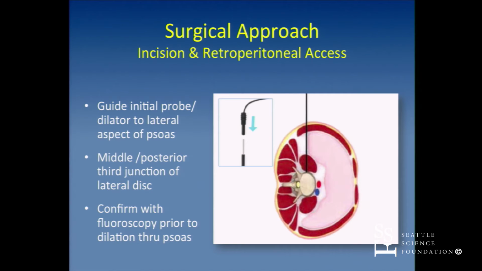Next, I'll place a guide or a probe down through the incision onto the psoas. I do not go through the psoas at this point. You want to penetrate the psoas as few times as possible. So I will target the middle and posterior third junction of the lateral disc. I'll get an X-ray. I've not gone through the psoas yet. I'll make sure I'm over this area. And then once I know I'm in the right spot, then I will advance the dilator probe onto the disc itself, and I'll confirm with fluoroscopy my position.